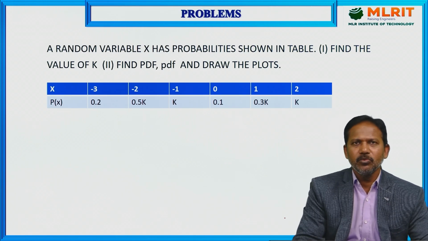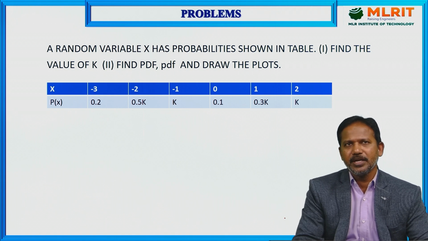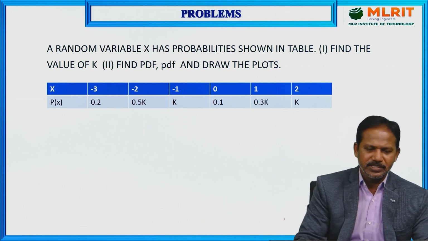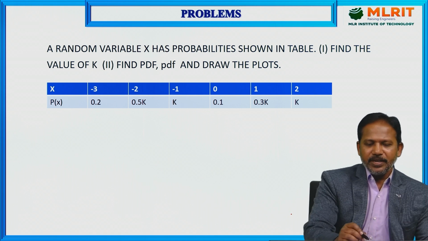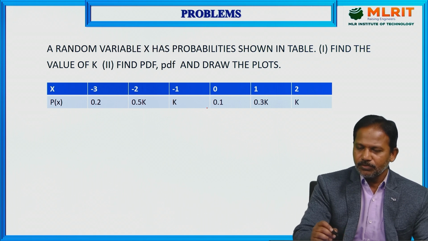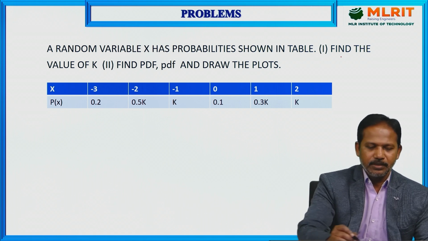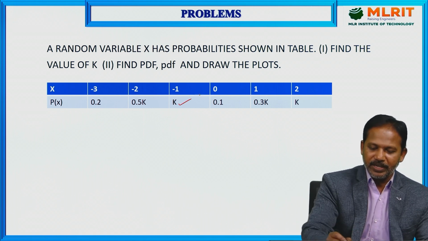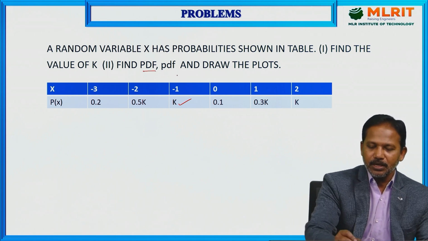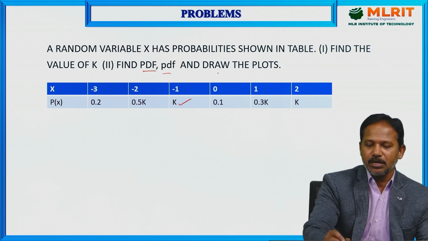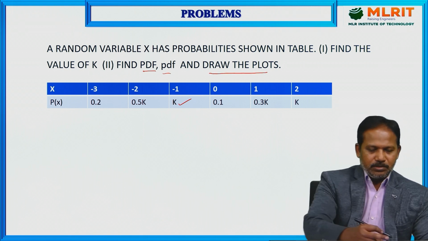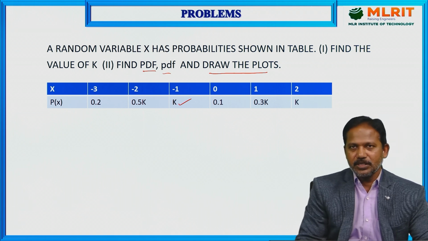Now we are moving to the related problems of probability distribution and density function, and we will draw the related graphs. See what is being asked. A random variable x has probabilities shown in the table. From that, you need to find the value of k, find the probability distribution function and the probability density function, and draw the graphs. First of all, we need to find the k value.